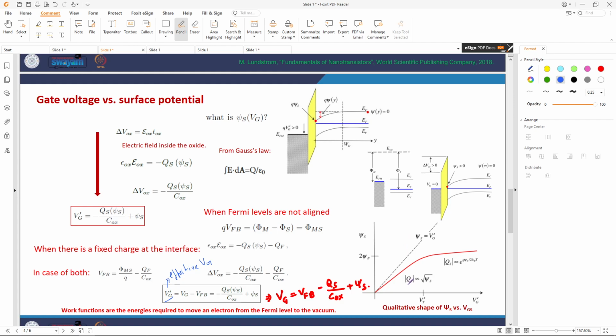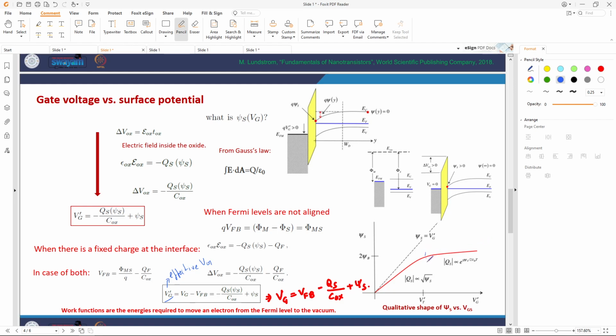Therefore, because of this, we can also see the dependence of the surface potential psi s with respect to the applied voltage VGS. The VGS is applied at the electrode of the device. So that follows this kind of a profile.